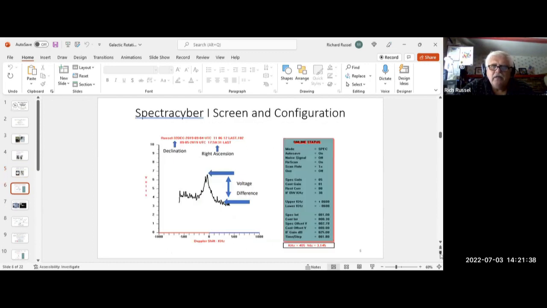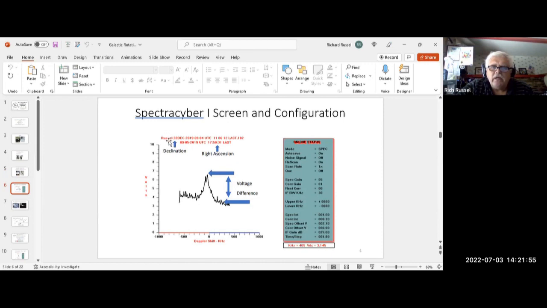Okay, let's look at the Spectre Cyber screen here. On the left is volts. On the bottom is kilohertz. You'll notice the blue is coming toward you, and the red is going away from you.